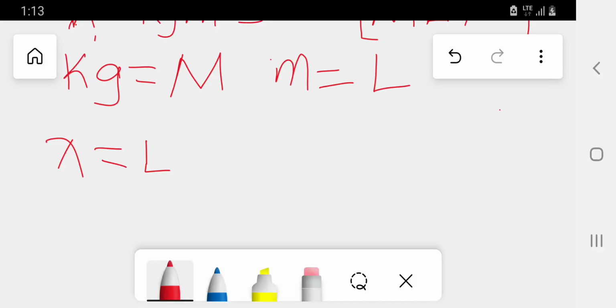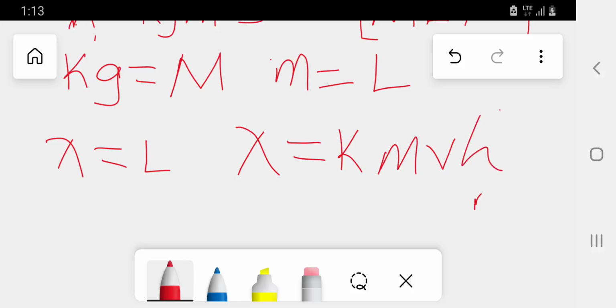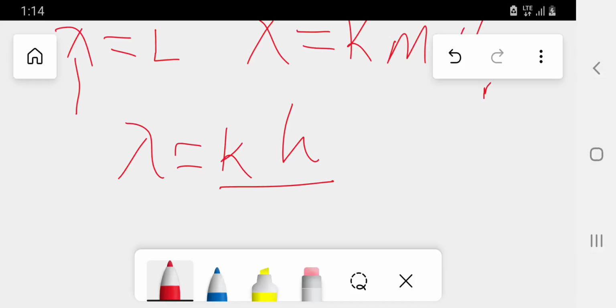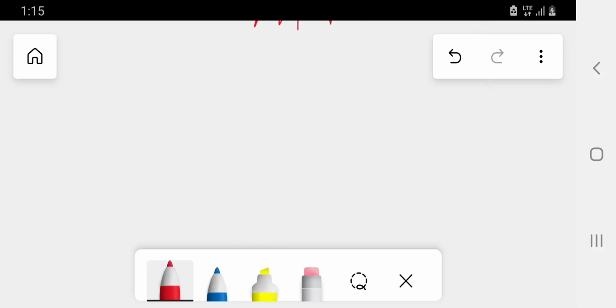So according to the question, the wavelength depends on mass, velocity, and also the Planck's constant. And we've been told to show by dimension analysis that the wavelength is of Planck's constant over mass times velocity. This is how we're supposed to show it at the end of the day. First things first, you're supposed to write the relationship of how these physical quantities depend on each other.